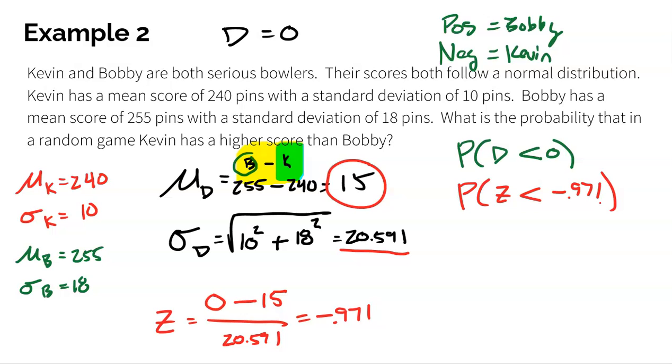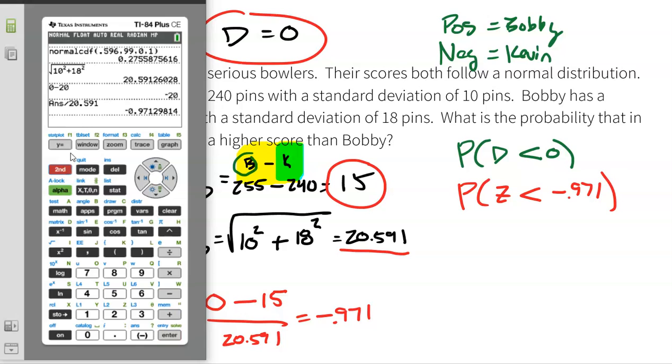Now, listen, what's supposed to happen is Bobby should always do better, right? Not always, excuse me, but it should be more likely for Bobby to do better because, first off, 15 is what Bobby should do better than Kevin. But even if you just think about a difference of 0, anything on the greater side of that, the positive side of that, is where Bobby will do better. I'm looking at the negative side of 0.